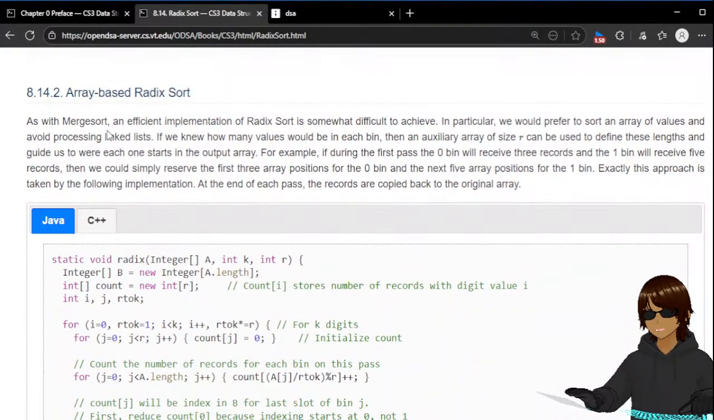As with bin sort, an efficient implementation of radix sort is somewhat difficult to achieve. In particular, we would prefer to sort an array of values and avoid processing linked lists. If we knew how many values would be in each bin, then an auxiliary array of size r can be used to define these lengths and guide us to where each one starts in the output array. For example, if during the first pass the 0 bin will receive 3 records and the 1 bin will receive 5, then we could simply reserve the first 3 array positions for the 0 bin and the next 5 for the 1 bin. Exactly this approach is taken by the following implementation. At the end of each pass, the records are copied back to the original array.